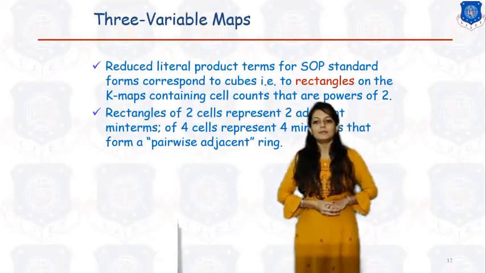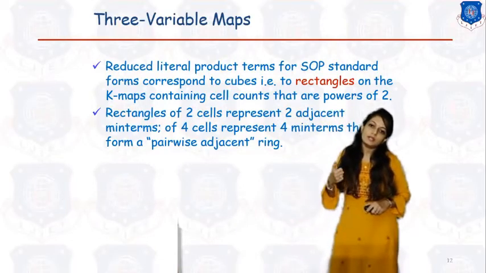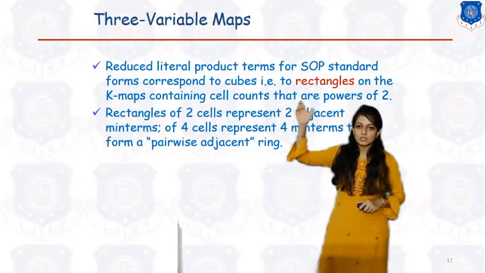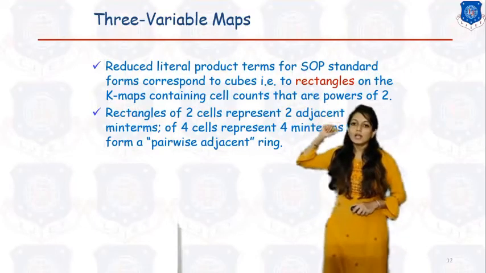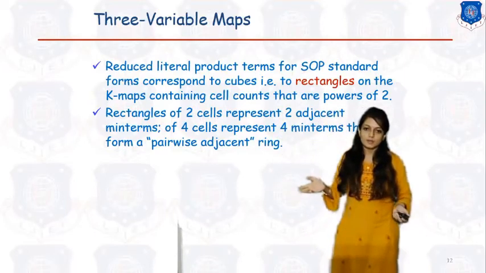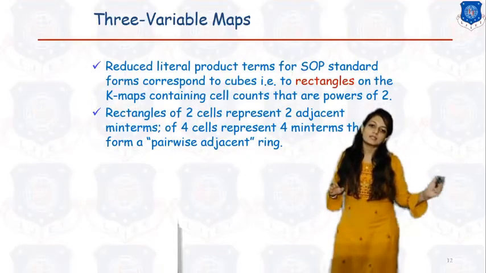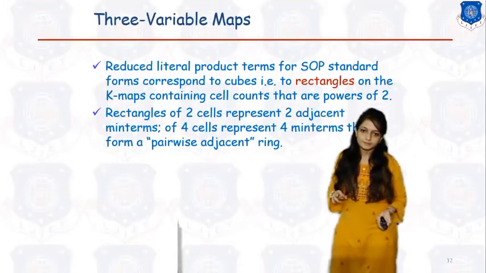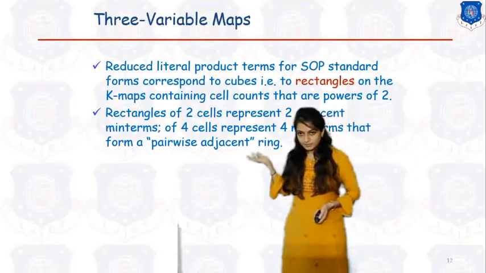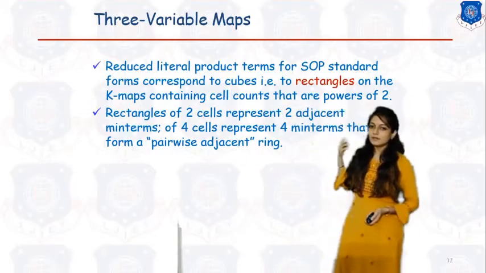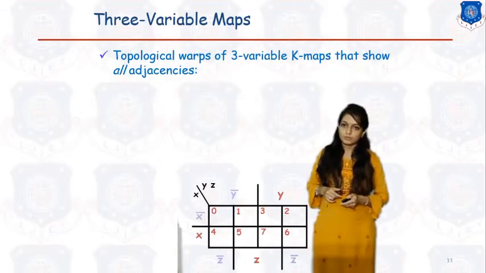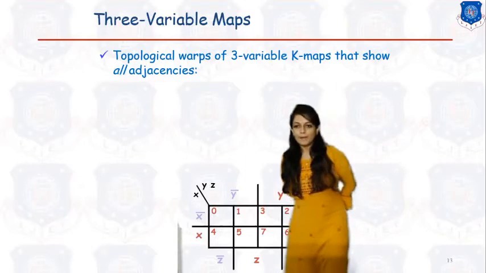In 3 variable K map, the reduced literal product terms for the SOP standard forms correspond to cubes, that is, to rectangles on the K map containing a cell count that is a power of 2. If there are 3 variables, total 8 squares are there. 4 variables, 16 squares are there. Alright? So rectangles of 2 cells represent 2 adjacent cells. A 4 cell rectangle represents 4 minterms that form a pairwise adjacent ring or group. Right? So it's a 3 variable map.